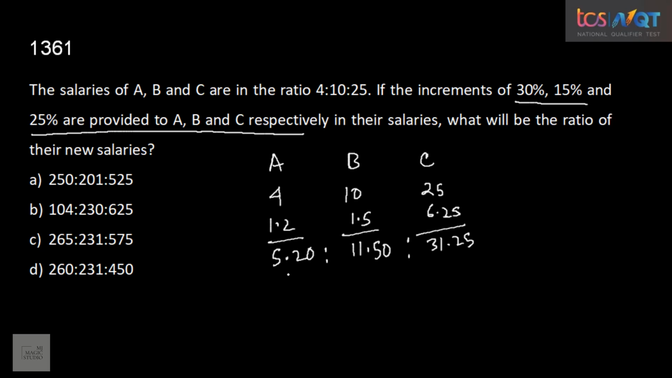Let's multiply this by 100 and then we can divide by 5. We'll get 104, this will be 230 and this will be 625. Do we have this in the options? Yes, option B fits in.